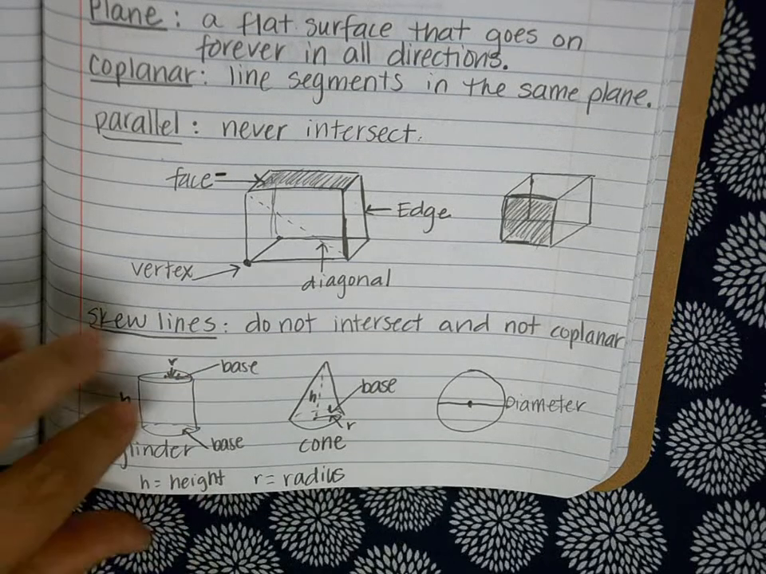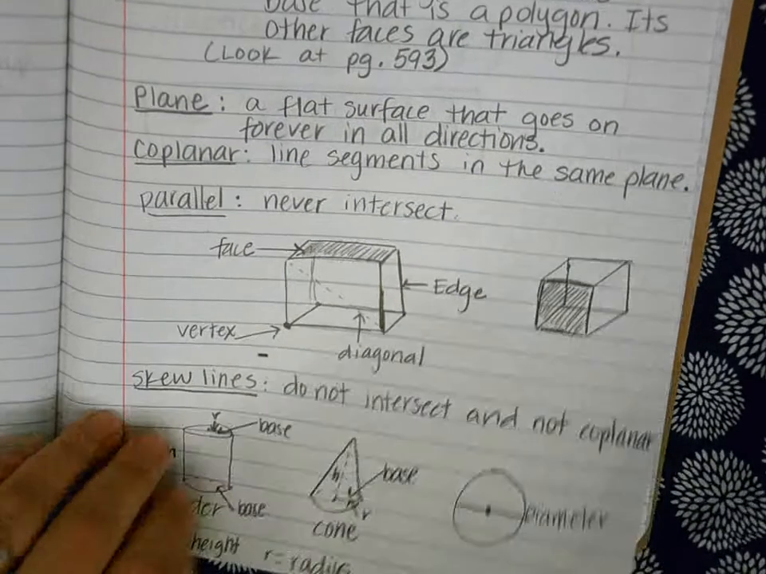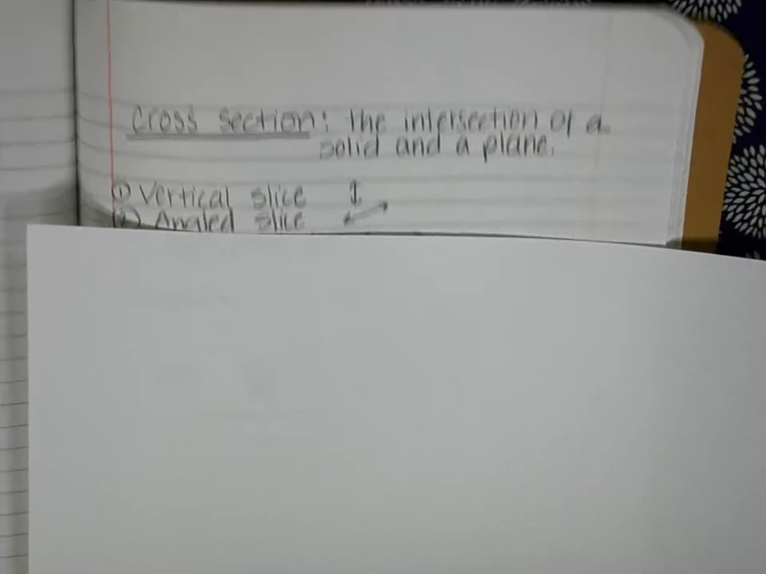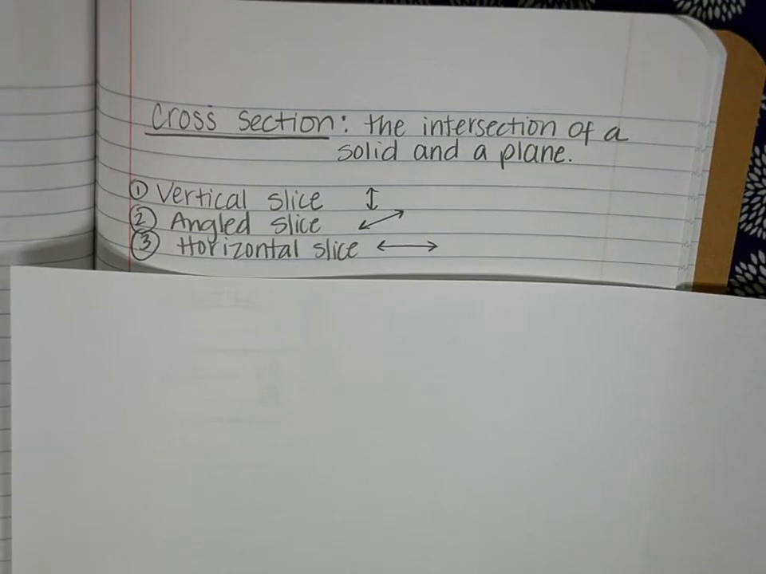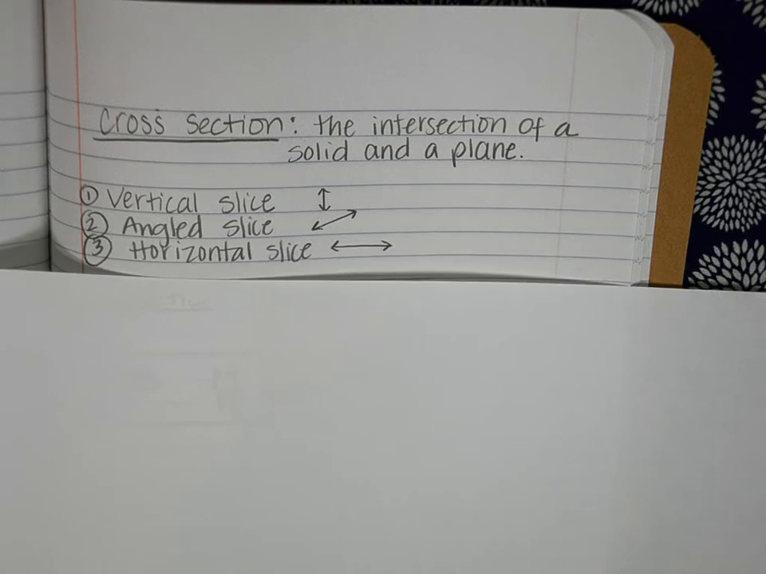Okay, let's talk about cross sections now, finally. Cross sections. The cross section is the intersection of a solid and a plane, and you can take slices out of shapes. So there's 3 different ways to slice it, okay? Vertical, angled, and horizontal. I'll let you write that down, and then I'll get my shapes and I'll show you.